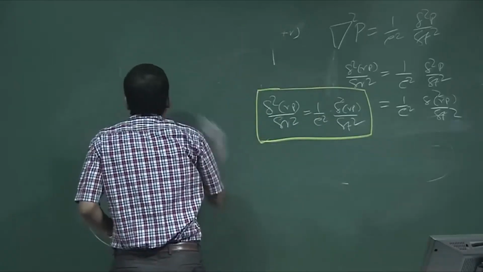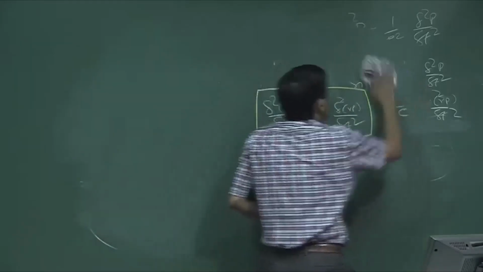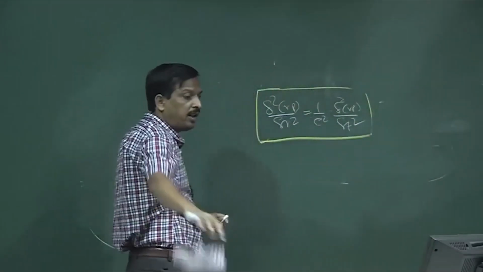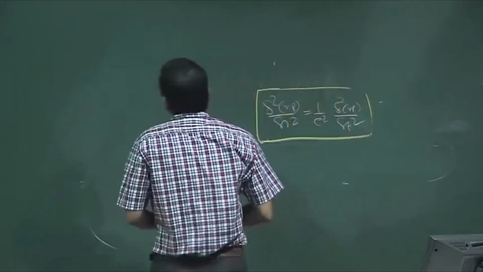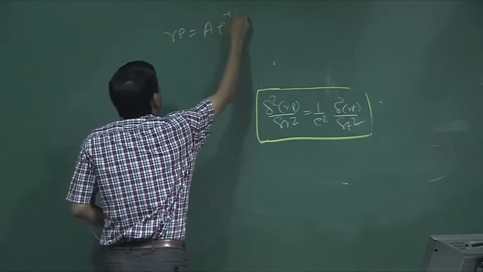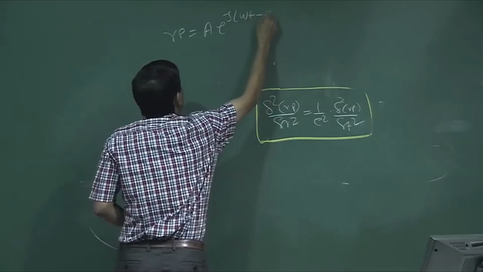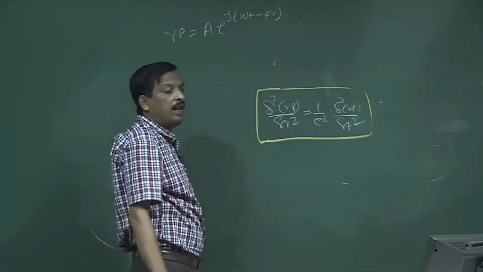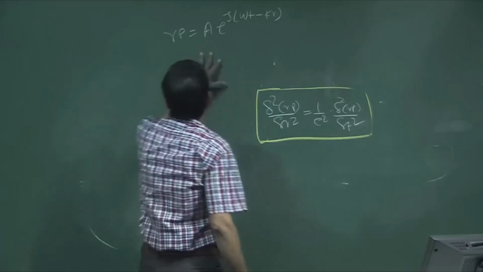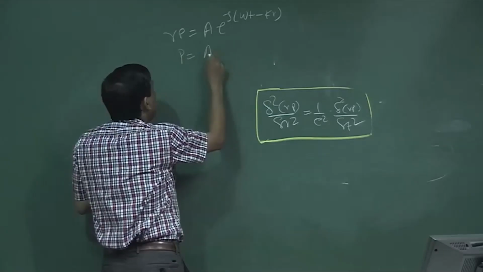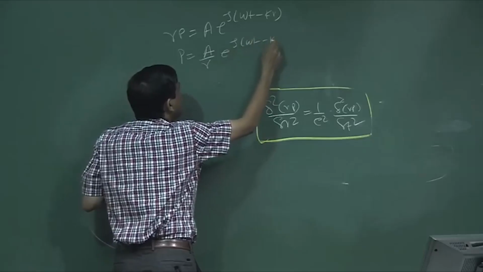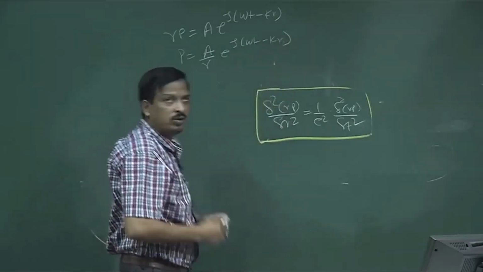Then I can say, if this is my wave equation, then what is the general solution of this wave equation? So the general solution is that P is equal to A e to the power j omega t minus k R. K is the wave constant and R is the distance from the source. So in that case, P is nothing but A by R e to the power j omega t minus k R. Okay, so this is the P.